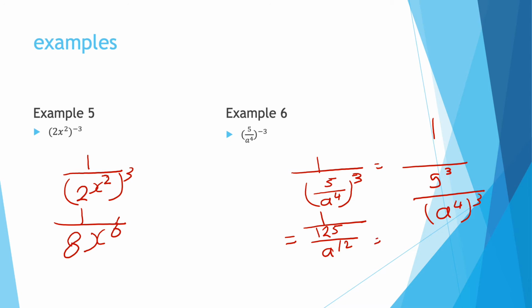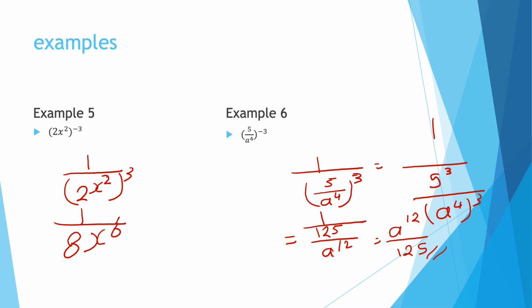And this can be written, because 1 over a fraction means you're flipping the fraction, will give me 8 over 12. Sorry, just writing it properly. It gives me a to the power of 12 over 125.